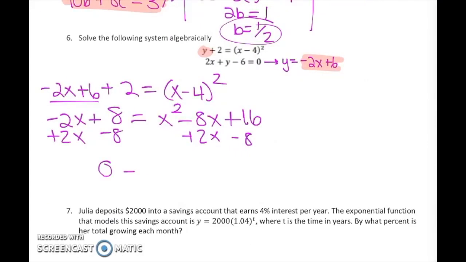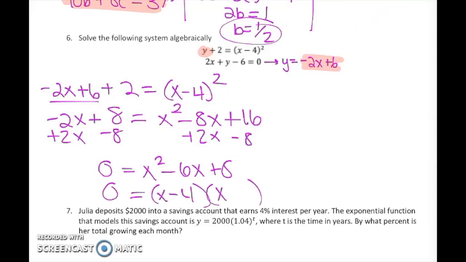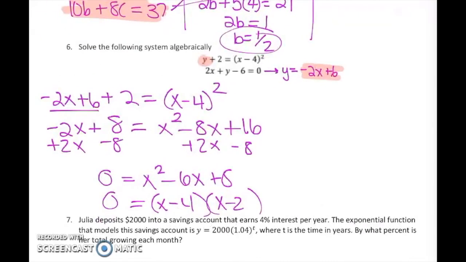So I wind up with 0 equals x squared minus 6x plus 8. Pretty easily factorable, or you could use the quadratic formula, but (x minus 4)(x minus 2). And so I wind up with x equals 2 and x equals 4. Now remember, for a system of equations, you should have a coordinate point, right? So those are going to matter there.